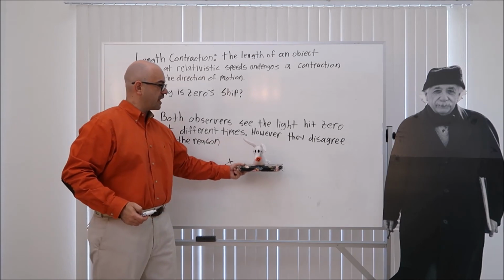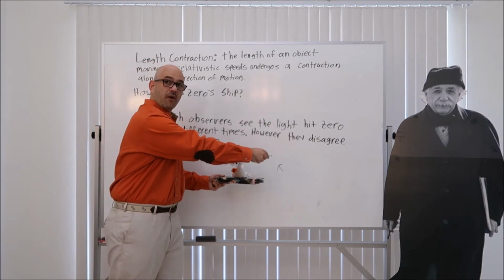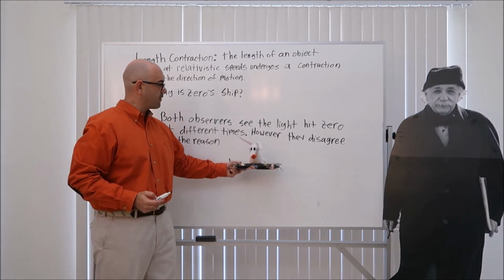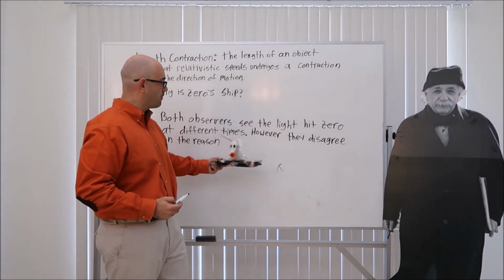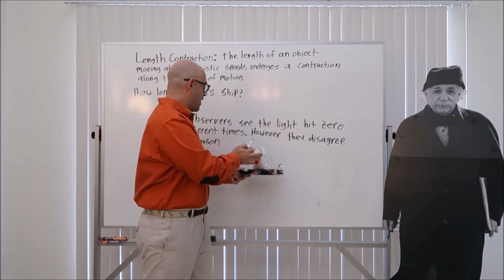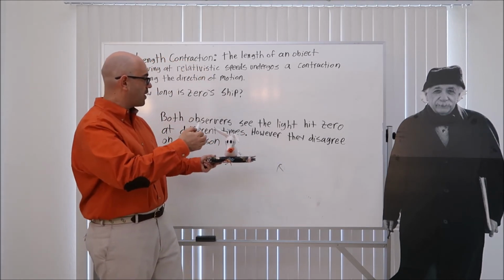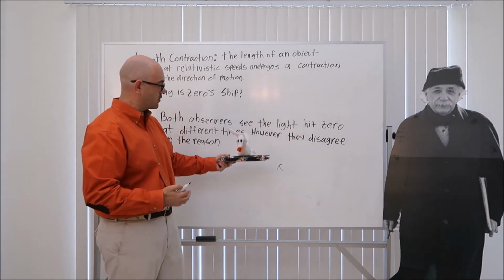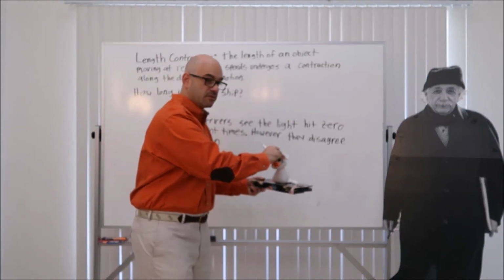Well, which light is going to hit 0 first? The light from the front firecracker or the light from the back firecracker? As you notice, the light from the front will hit him first because he's moving towards the front and away from the back. And so even though I put these two marks simultaneously, they didn't hit 0 simultaneously because he was moving.